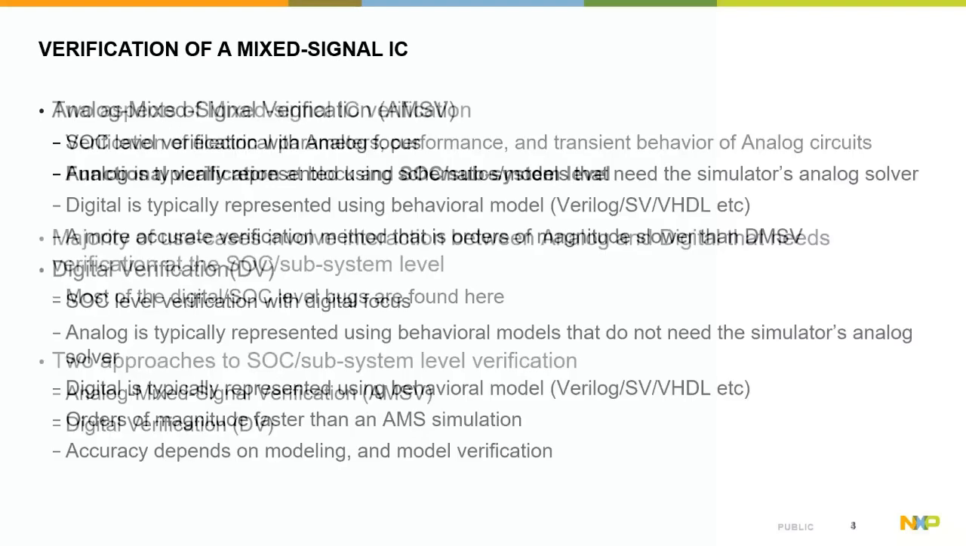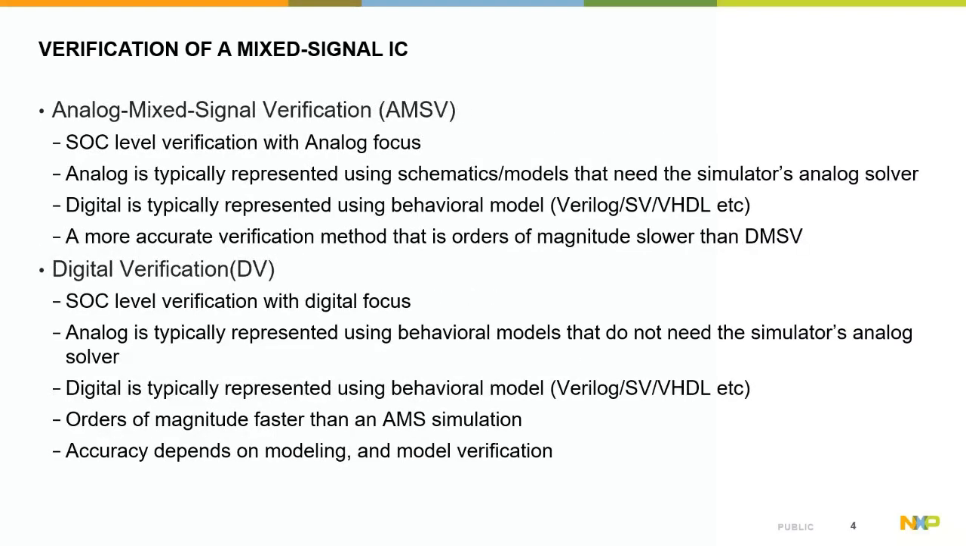So just an introduction on each of these methods of verification. Analog mixed signal verification is SoC level verification with an analog focus, where analog is typically represented using schematic models that need the simulator's analog solver, and the digital is typically represented using behavioral models, which is our RTL design. And since analog is being represented using schematics, this is a more accurate verification method, which is orders of magnitude slower when you compare it with the DMS flow.